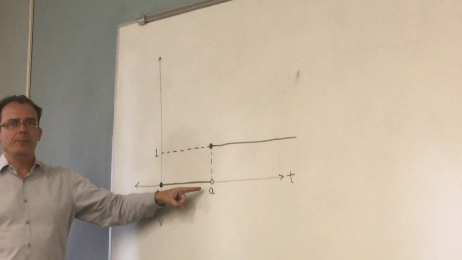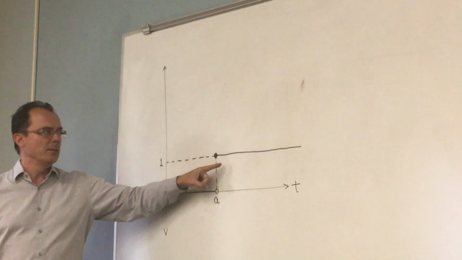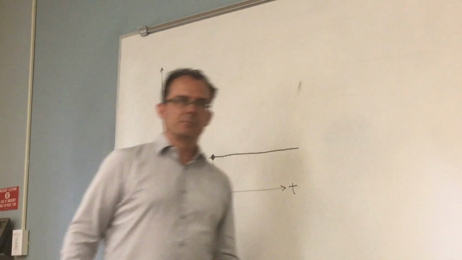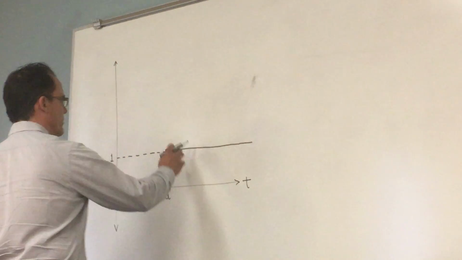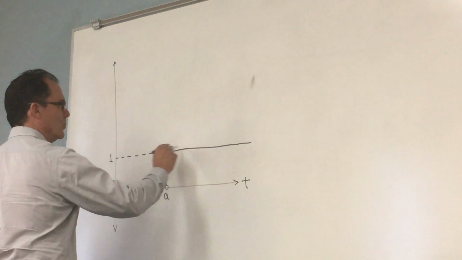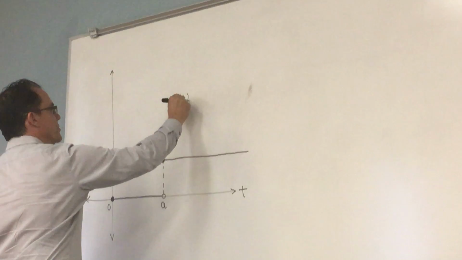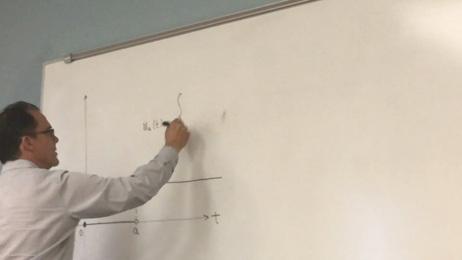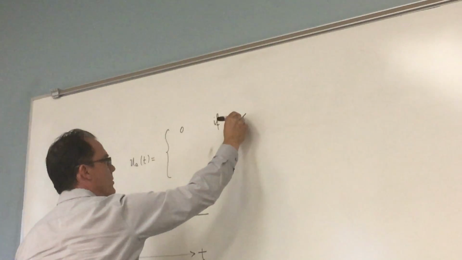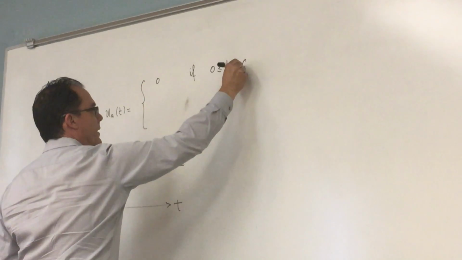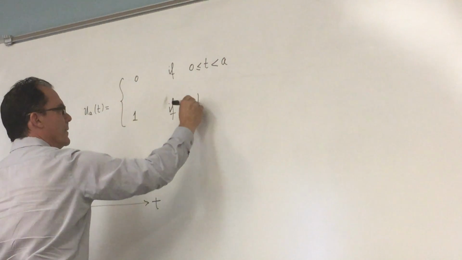Then all of a sudden at time t equal to a, you switch it on to 1 from then on. We call these type of functions step functions: 0, step up to 1. I call it u_a(t). So as a piecewise function, this is 0 if t is between 0 and a, and it jumps up to level 1 after a.